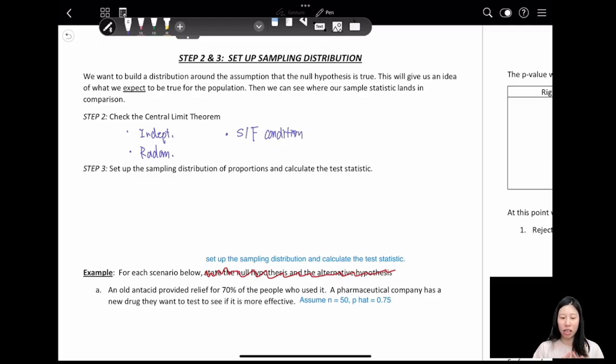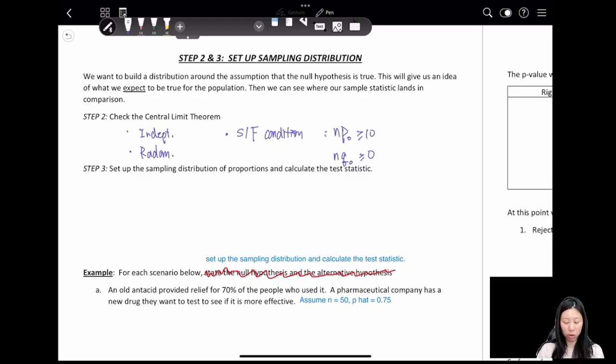I'm going to emphasize this again, I know I said it many times. Since our hypothesis test is built around the null hypothesis, when you test the success or failure condition, it has to be the sample size times the null hypothesis proportion, greater than or equal to 10. The 0 means the null hypothesis.